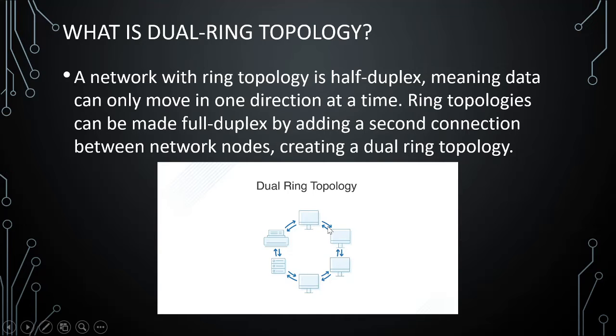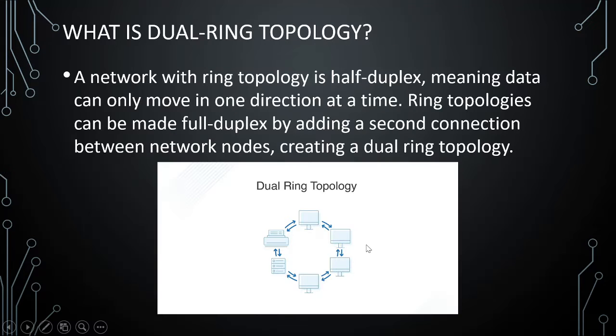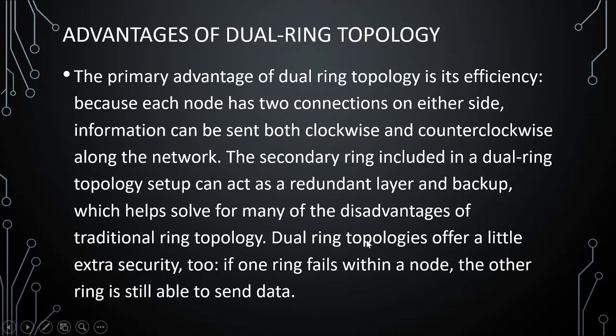So if this line could be disconnected, there could be a possibility that it can still connect. Sorry. Okay. So next is the advantages of the dual ring topology.